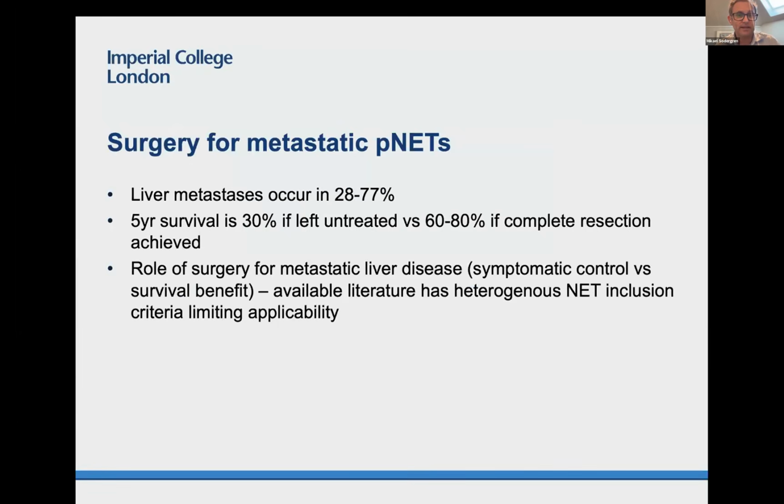So surgery for metastatic pancreatic neuroendocrine tumors, you get liver metastasis most commonly. The 5-year survival is about 30% if left untreated versus 60 to 80% if complete resection is achieved. And there is a role for surgery for metastatic liver disease. If you're able to clear all disease, there is a survival benefit, but if you have a high degree of liver disease burden, then you may also get some symptomatic control if that is an issue.